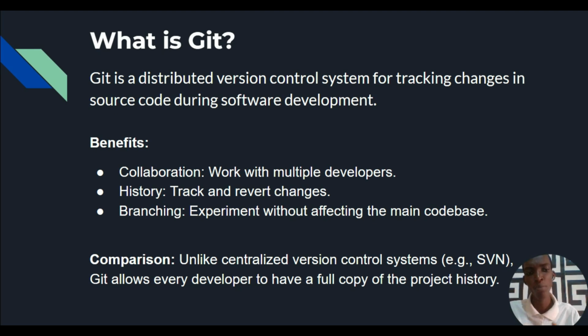But if I'm working on the main code base itself, and let's say there is some code I'm not sure of, and I put it on the main code base, it is going to cause an error for everybody. But when I try it on my branch and I see it's working, I can just merge it together with the main code base. Now, unlike a centralized version control system like SVN, which is Apache Subversion, Git allows every developer to have a full copy of the project history. Now I can have the history of the whole project, like the pushes, the commits, and all. I can see everything when you use Git.